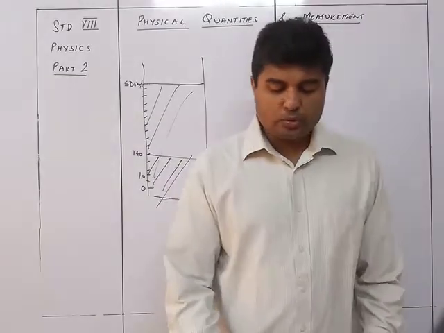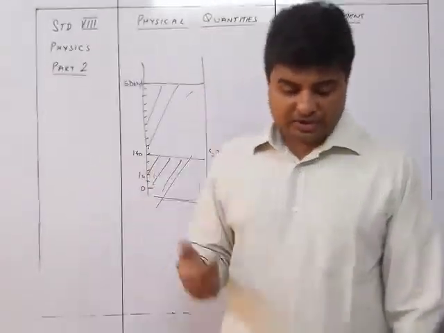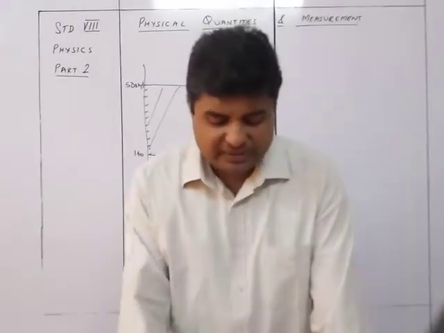So of course there could be two shapes. One is that conical shape which is given in the textbook. Another one is the cylindrical shape. The next is measuring beaker.